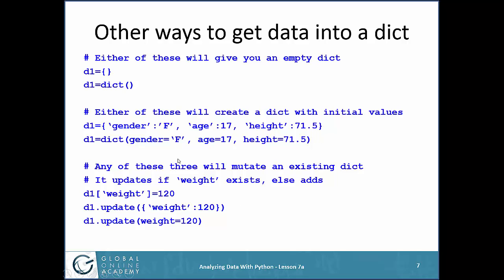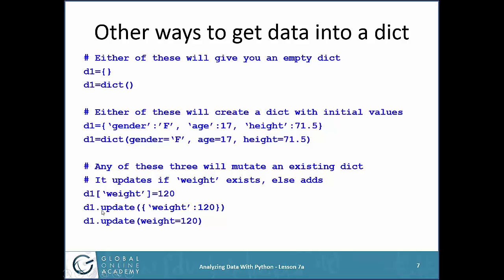Okay, now, once I have a dictionary, either because I've created an empty dictionary or because I've created a dictionary with some initial values, I can mutate an existing dictionary, which means the dictionary remains, but I've changed some of the content. So, D1 square bracket quote weight quote equals 120. If weight exists as a key, it will change the value. If weight does not exist as a key, it'll create a new key value pair of weight 120. So no matter what happens, at this point, I've now got a key weight with a value 120, whether one existed before or not.